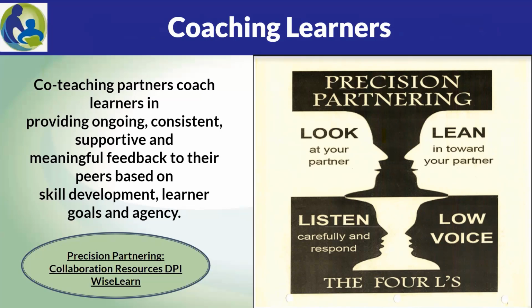This will lend itself to developing a safe and collaborative classroom culture in which all learners will benefit. Precision partnering is a structure for classroom discussion that is explicitly taught to learners. Specifically, we teach the 4 L's. The first L is that learners should look at their partner.